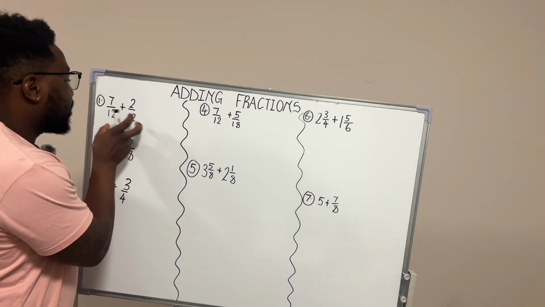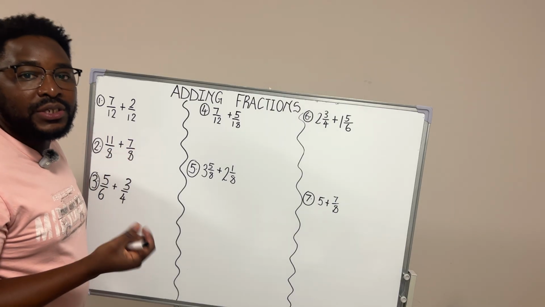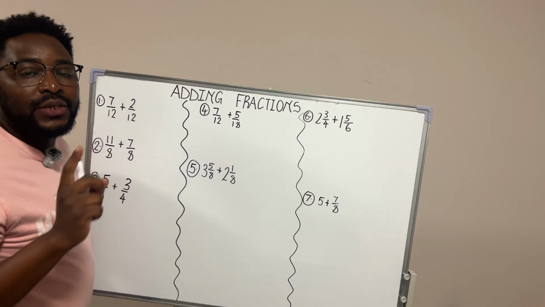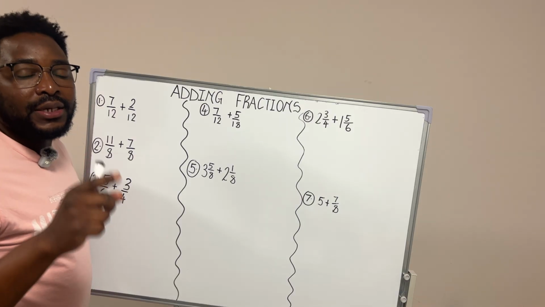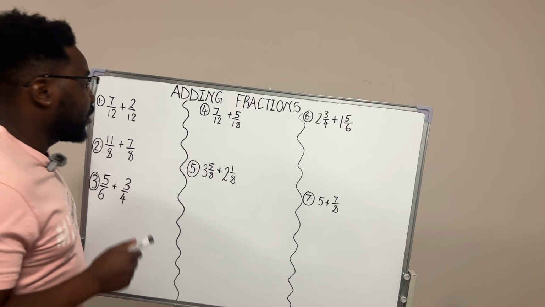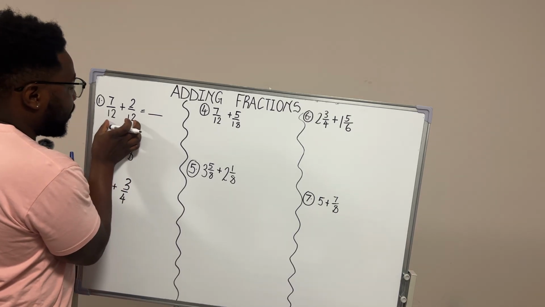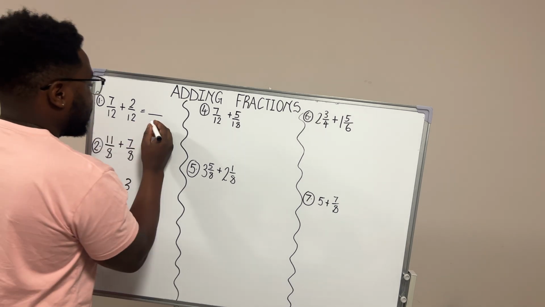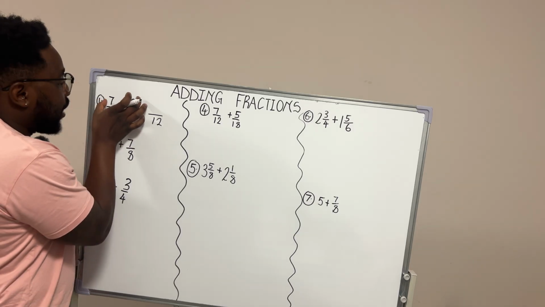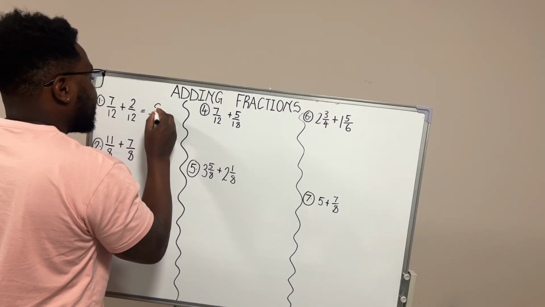Now, if we look at our first question over here, we can notice that we have the same denominator, right? Which is 12. So now, for us to solve this question, knowing that we have the same denominator, which is 12, all we simply have to do is add the numerators. So what is our denominator over here? Same denominator in both fractions, 12. So we just have to add our numerators, which is 7 plus 2. What does that give us? That gives us 9, right?